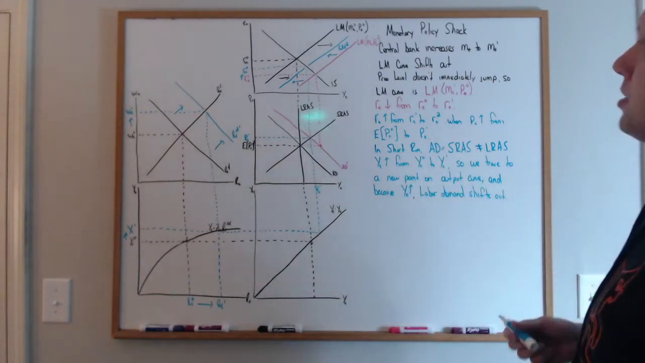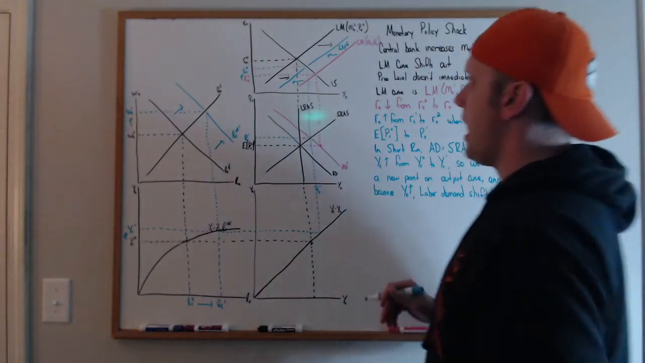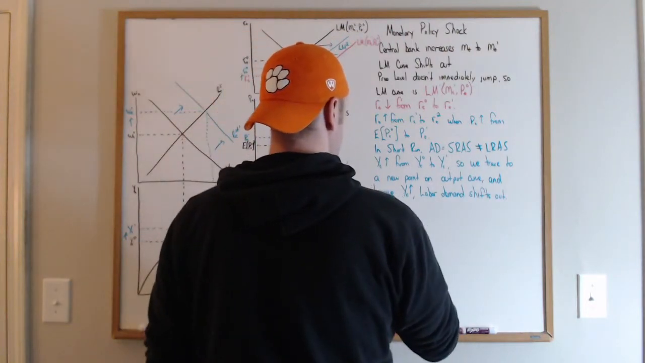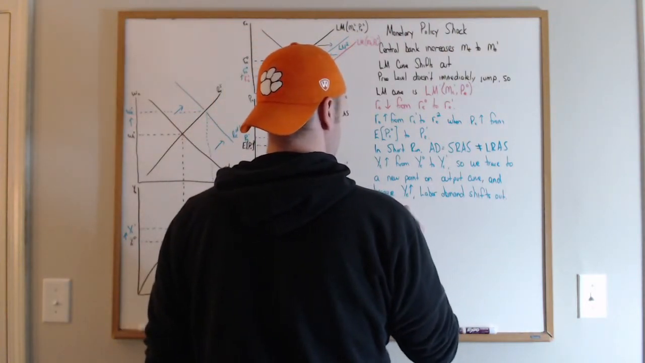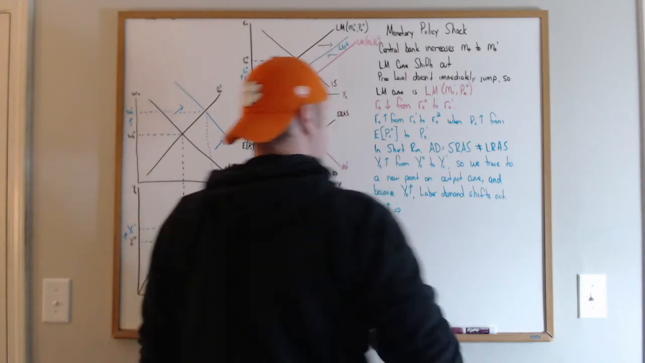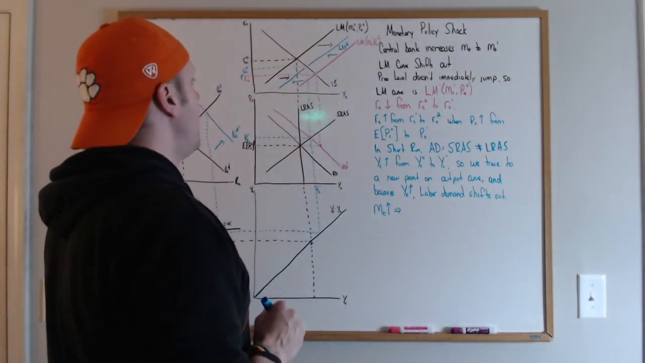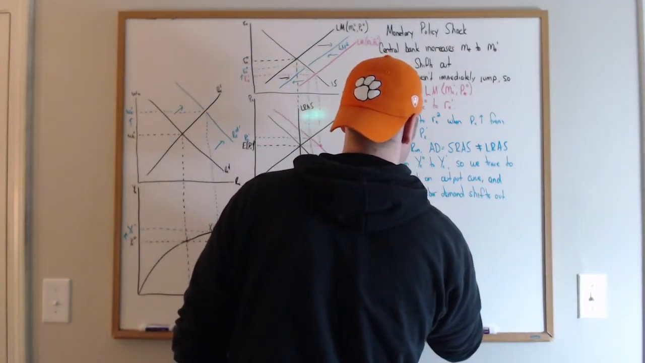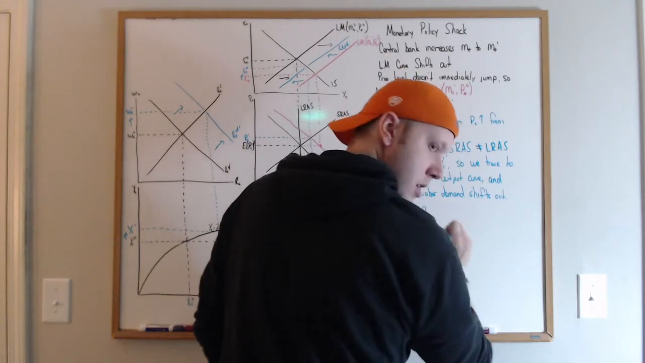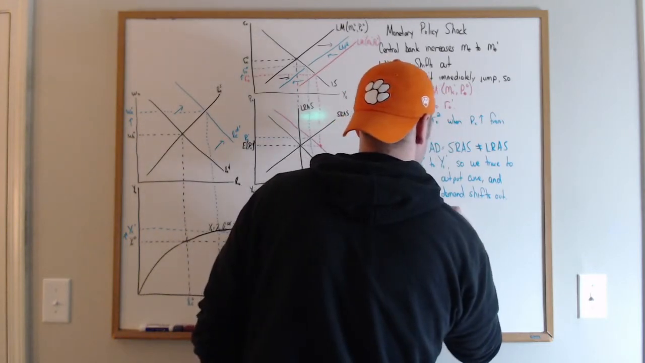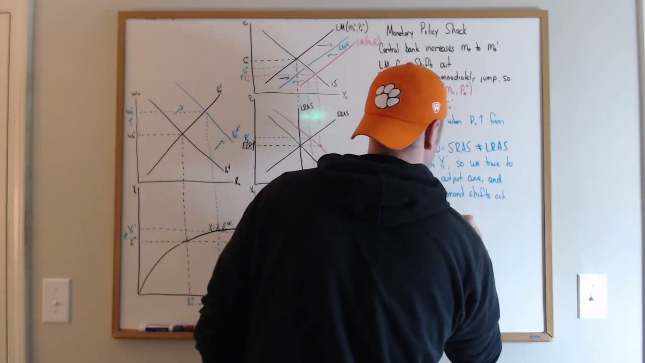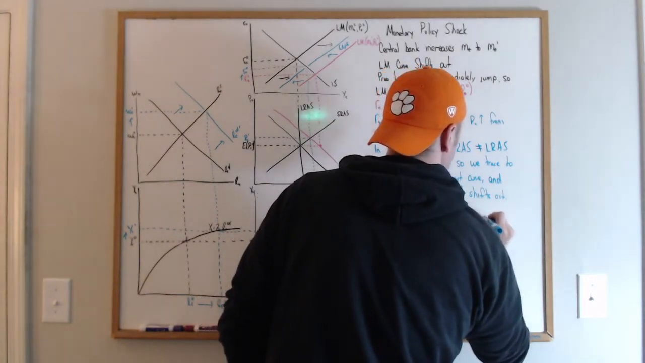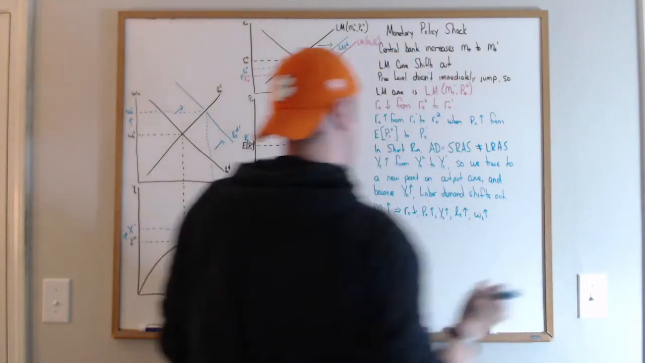All right, so let's summarize everything that happens here. In response to a monetary policy shock, the initial thing is money supply increases. Well, that means the real interest rate falls, the price level goes up, output goes up, hours worked go up, wages go up.